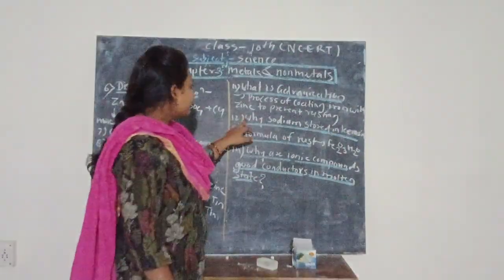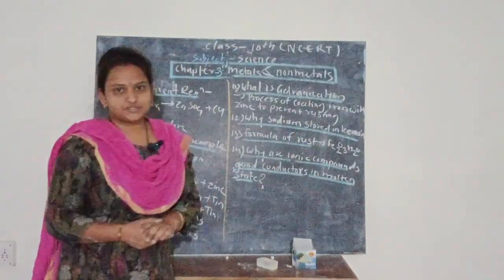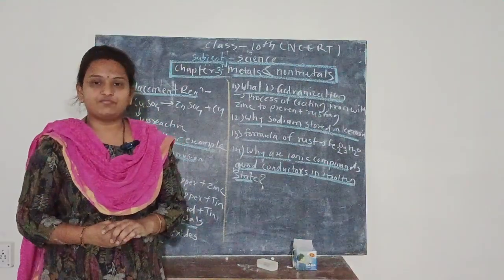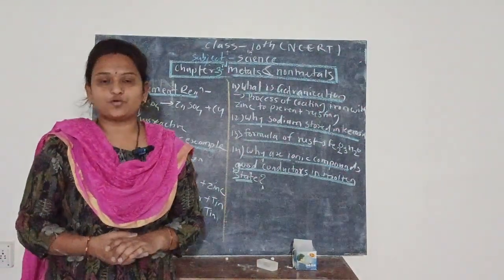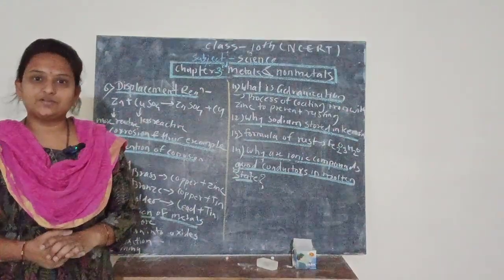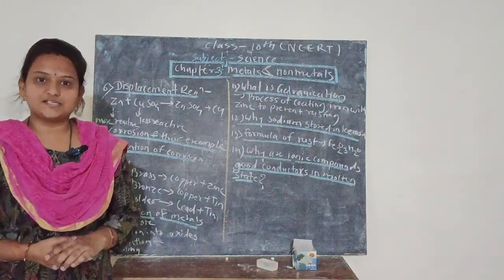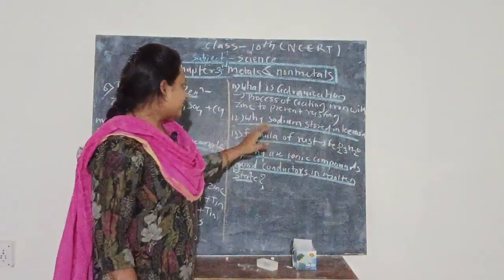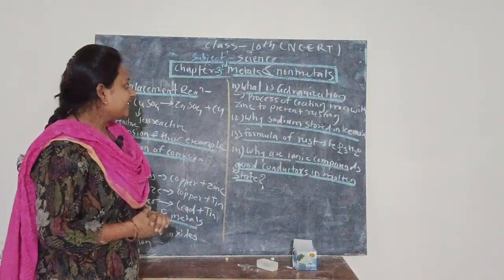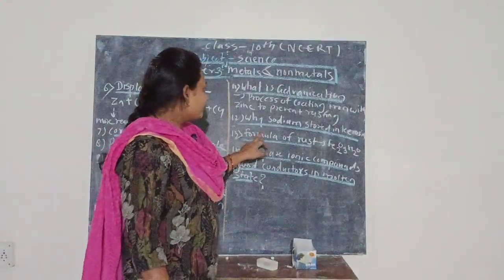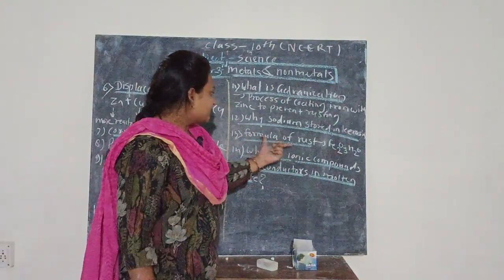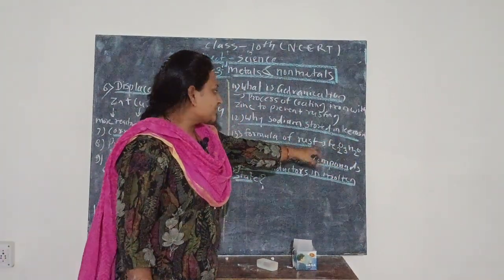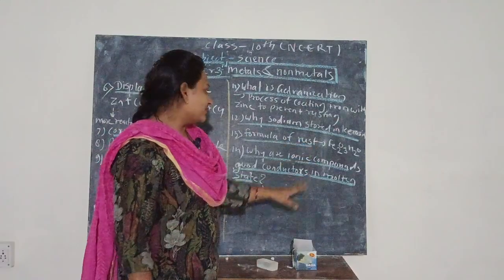Okay. The next question is why sodium is stored in kerosene. Now, see students, sodium is a highly reactive element. When it is left open in nature, it reacts with air and gases in the atmosphere. Due to this, sodium is stored in kerosene. Okay. Next, the formula for rust. What is the formula? It is Fe2O3.xH2O. This question may be asked in the exam as a 1 mark question.